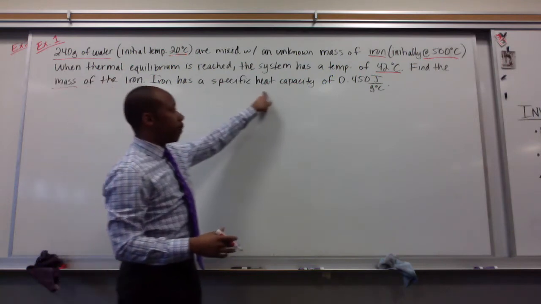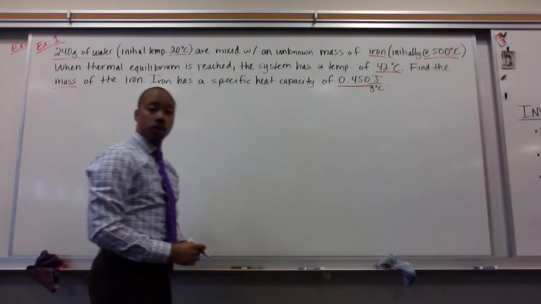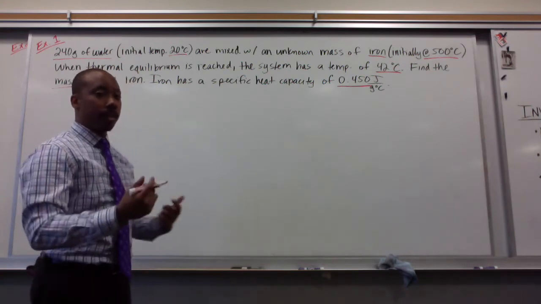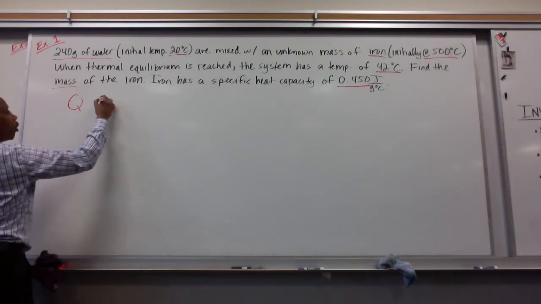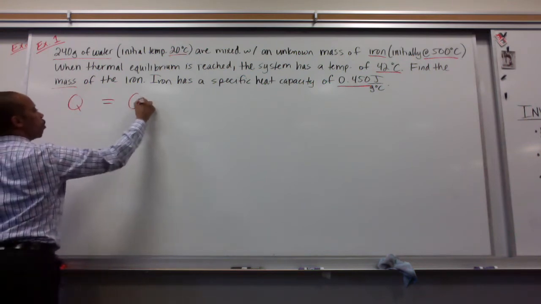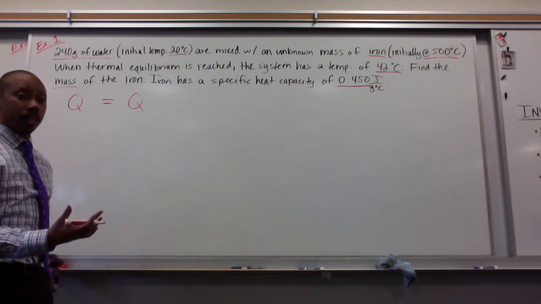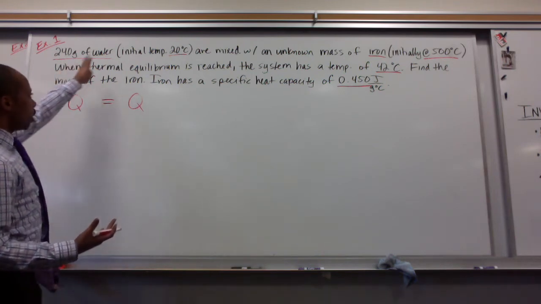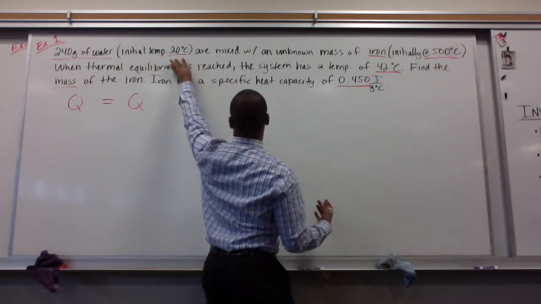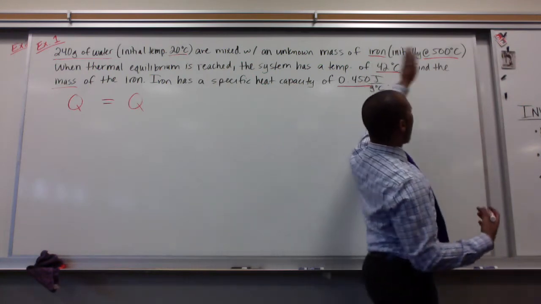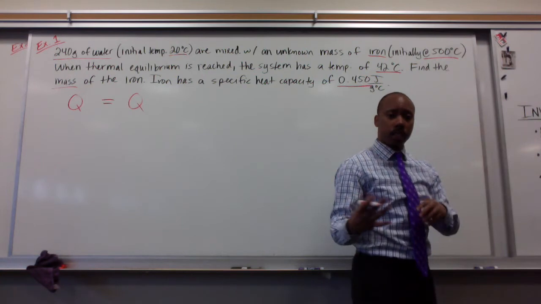Iron has a specific heat capacity of 0.450 joules per gram degree Celsius. Now to set this up, we know my relationship is Q of one thing is equal to Q of the other. Now, first thing we have to do is figure out which one loses heat, which one is gaining heat. Initial temperature of my water is 20 degrees Celsius. Initial temperature of my iron is 500 degrees Celsius. Iron's hotter. Iron will be losing heat to the water.